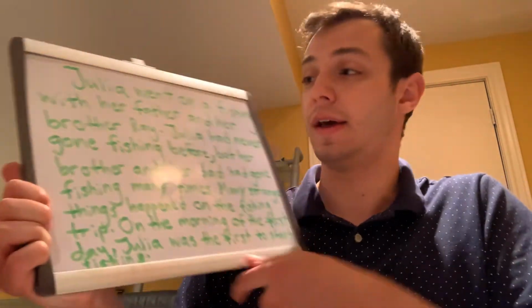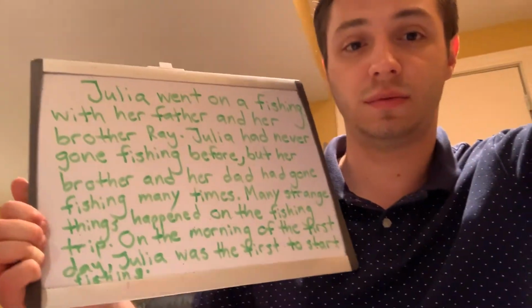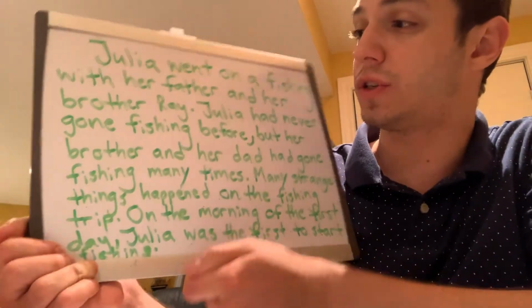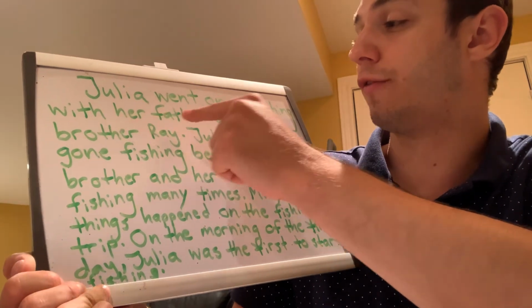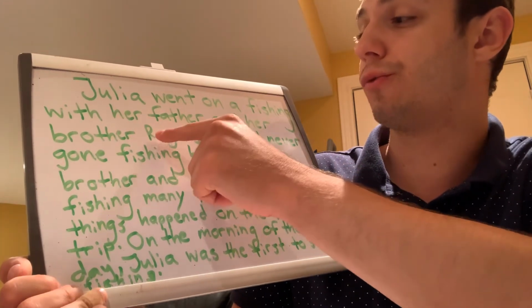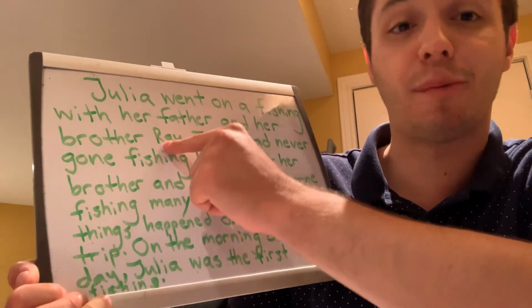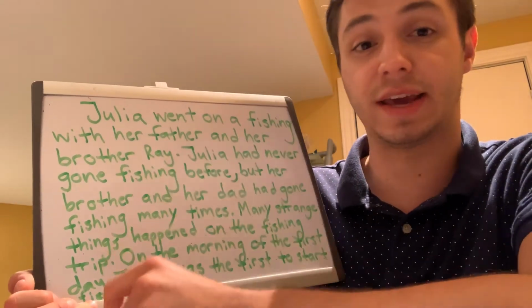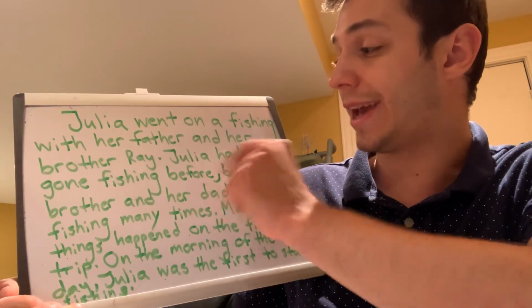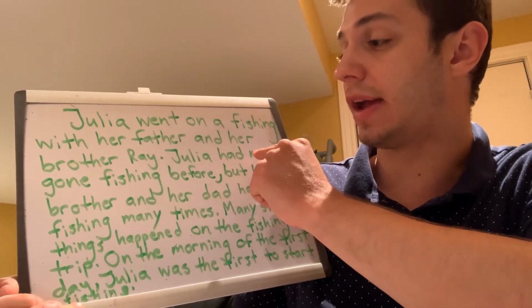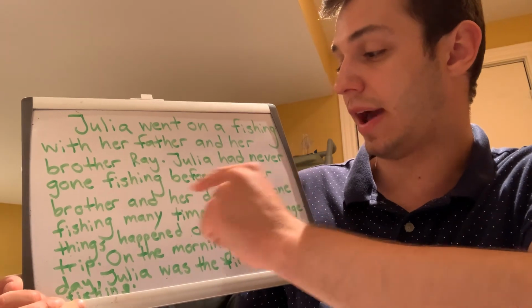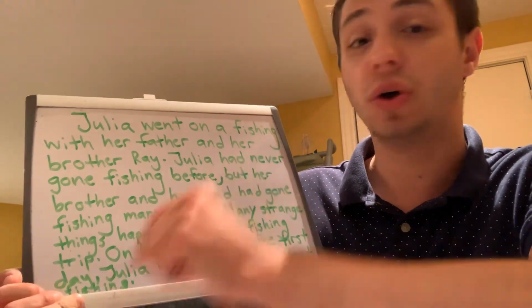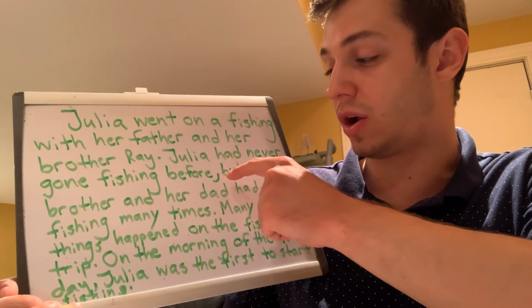So let's look over the first part of your story again. I've written it out here. Right, so the first part will be Julia went on a fishing trip with her father and her brother Ray. So remember to capitalize each person's name. The next sentence says, Julia had never gone fishing before, but her brother and her dad had gone fishing many times. Notice we needed to add a comma.